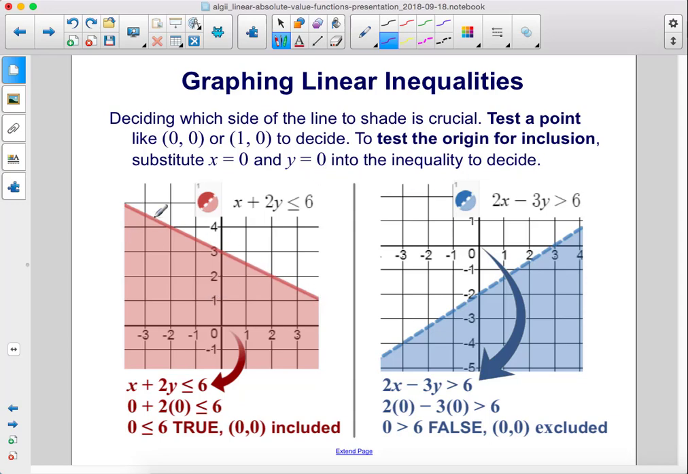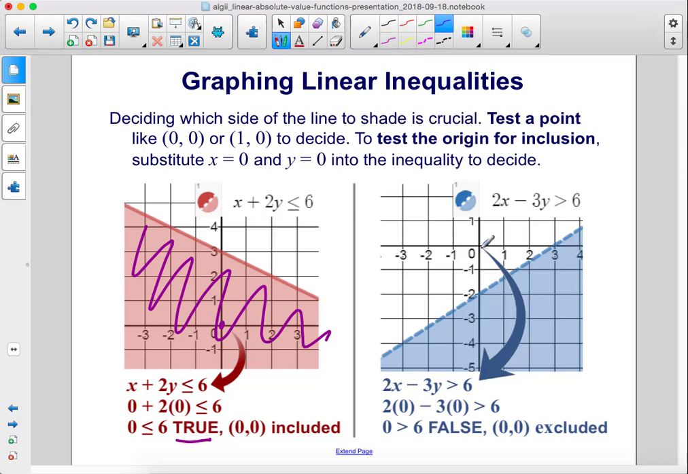So here we have our line. So we're going to plug in 0 and 0 to see if it's true. So if we plug in 0 for x and 0 for y, we get 0 is less than or equal to 6, which is true. So this point is included, so we can shade this whole portion.